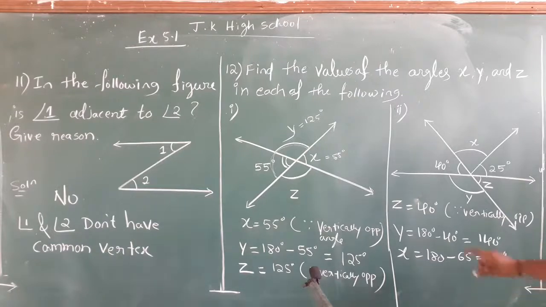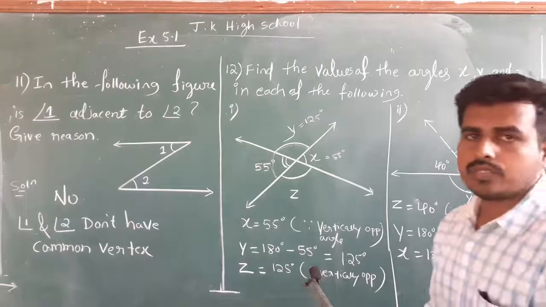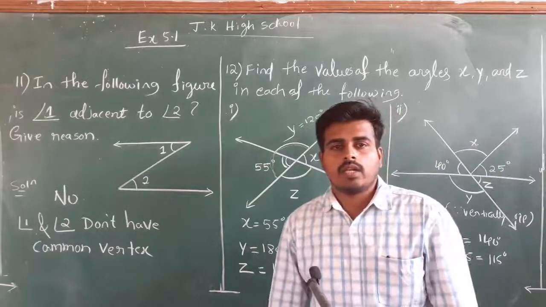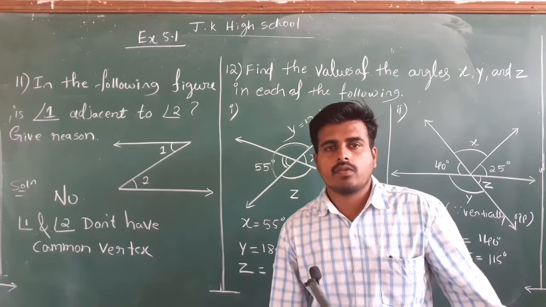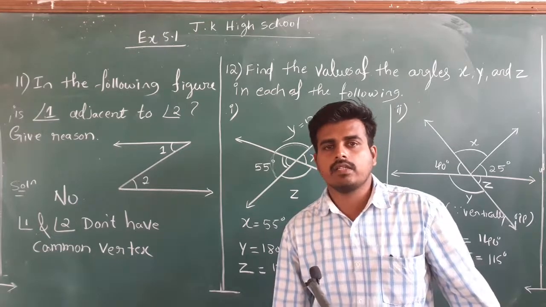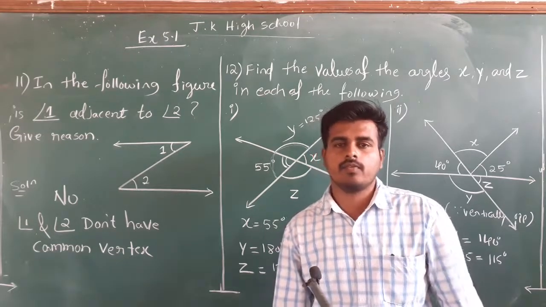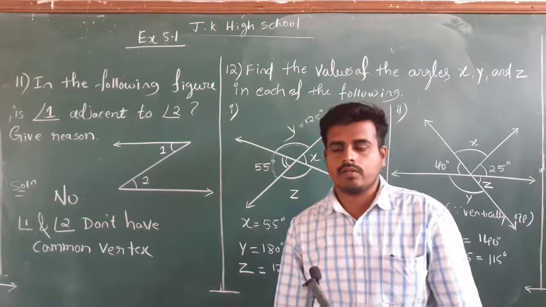So I got x, y as well as z value. Likewise, you have to use the vertically opposite angle property as well as a straight line always forms a 180 degree angle. These two principles to find the remaining angles.